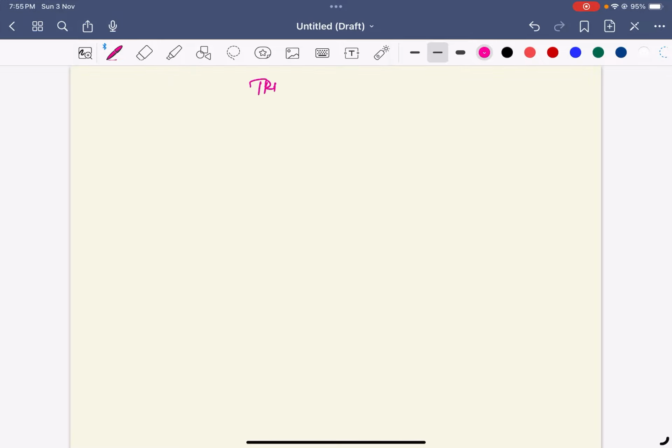The treatment of pneumonia. First, you are using a severity score.